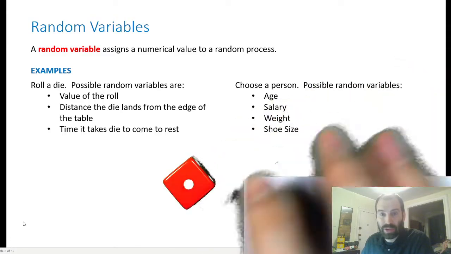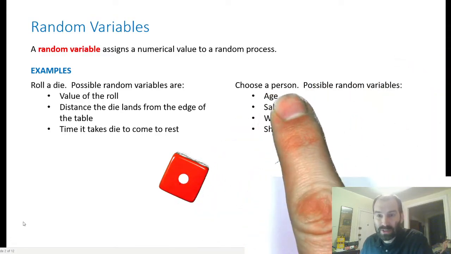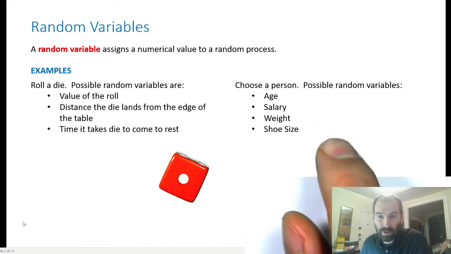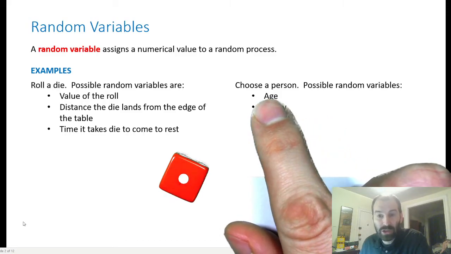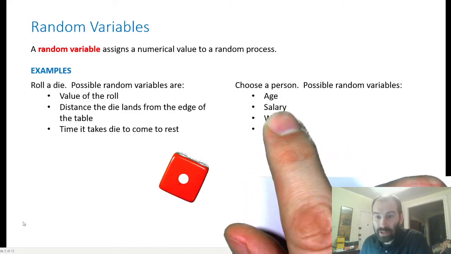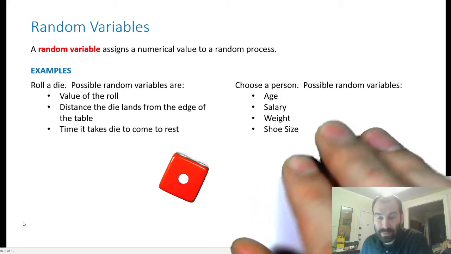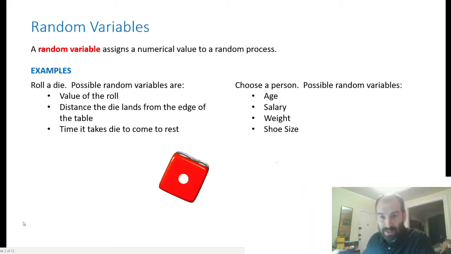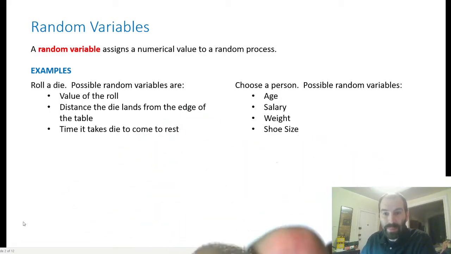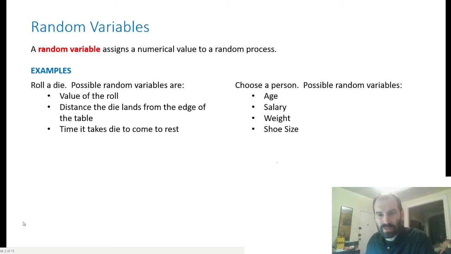Now, I don't need to roll a die. I could choose a person, right? And what kind of random variables could we imagine? Well, I could measure their age, salary, I could measure their weight or their shoe size. All these are numerical measurements based on this random process. I'm choosing a random person, and I can assign a number this way. And that makes those things random variables. Okay, it just assigns a numerical value to a random process.